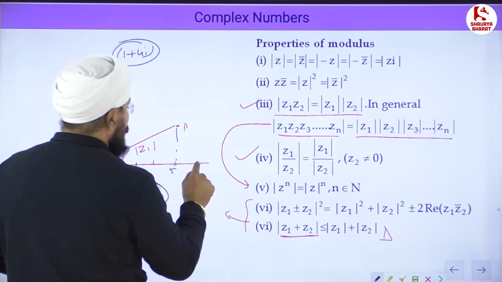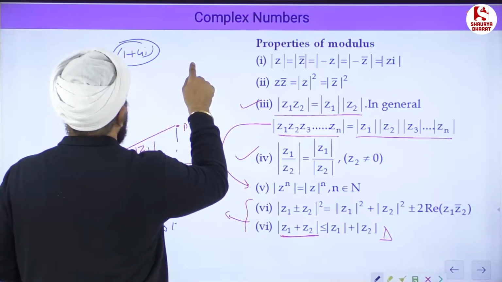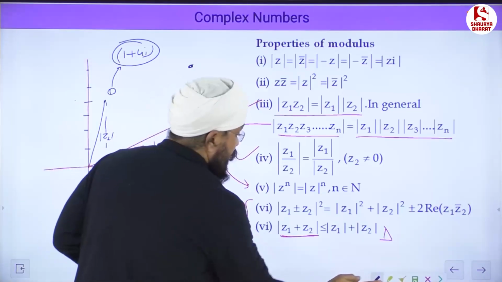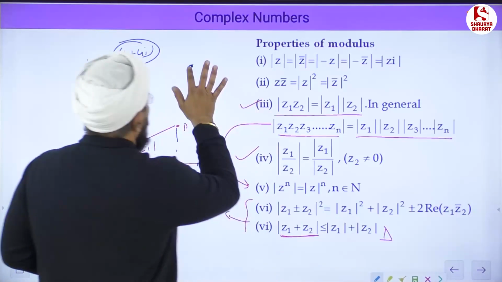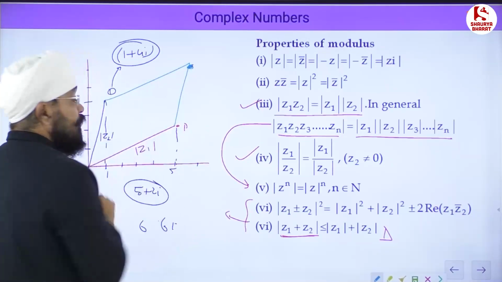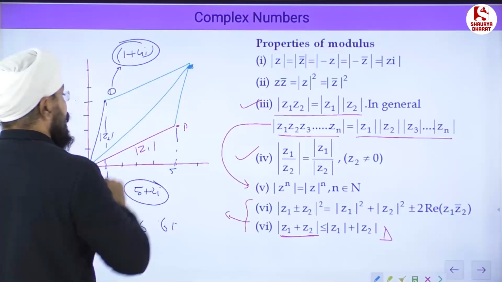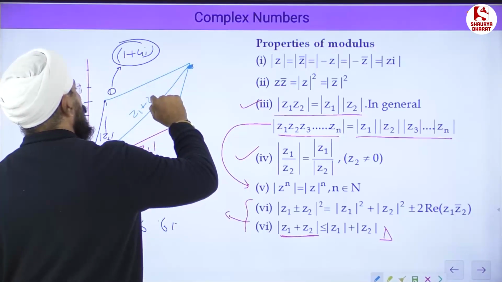So, the addition will come somewhere here. This is 4, 5 and 6. So, you can see that the point will come somewhere here. Now, I am drawing this one with some other different color. Let us take that this point is there. Now, complete this one. So, we will get a parallelogram. That means, if I join this particular part, this is nothing but z1 plus z2.